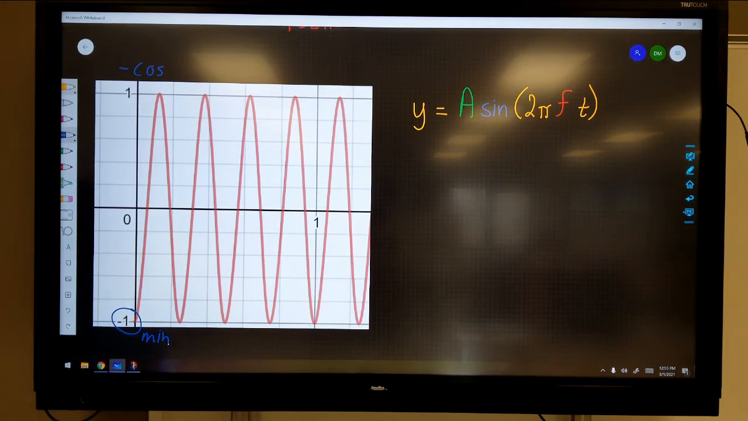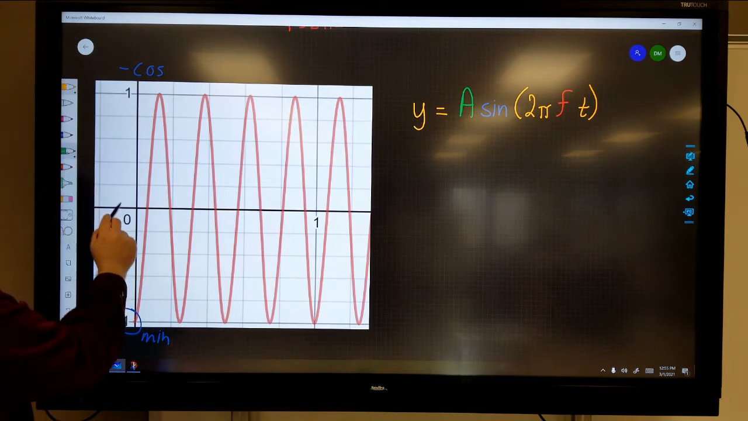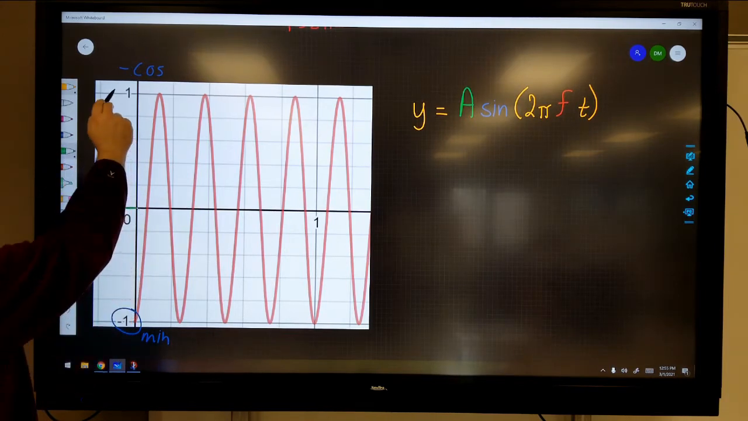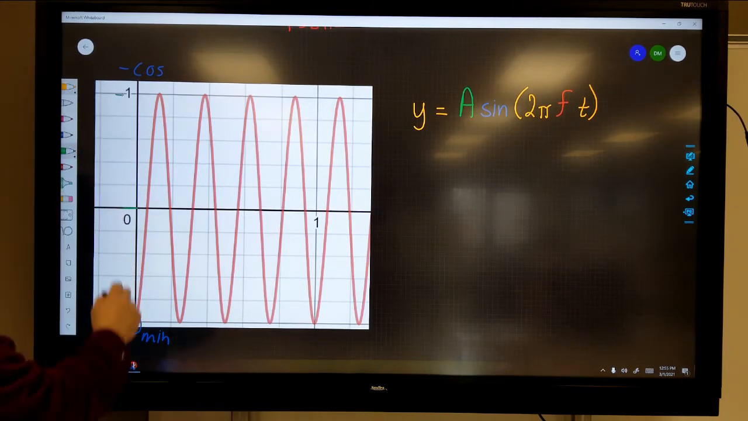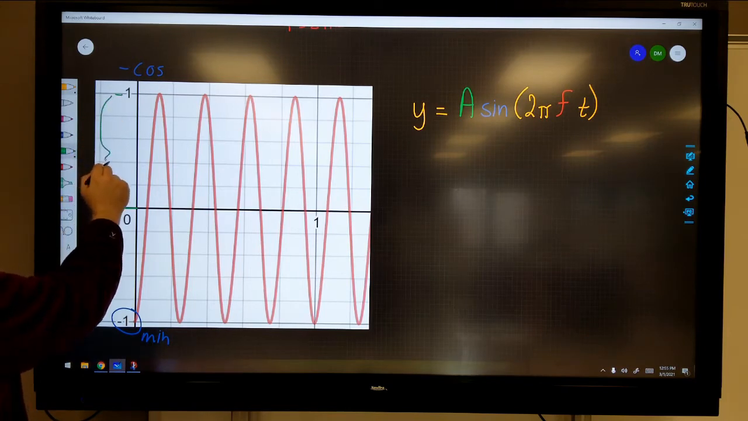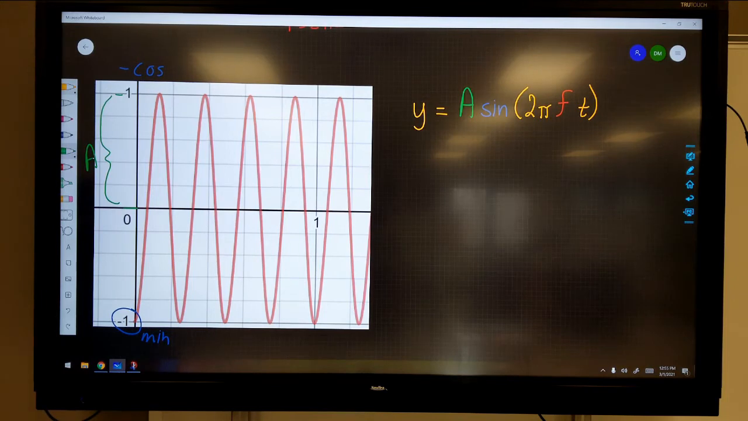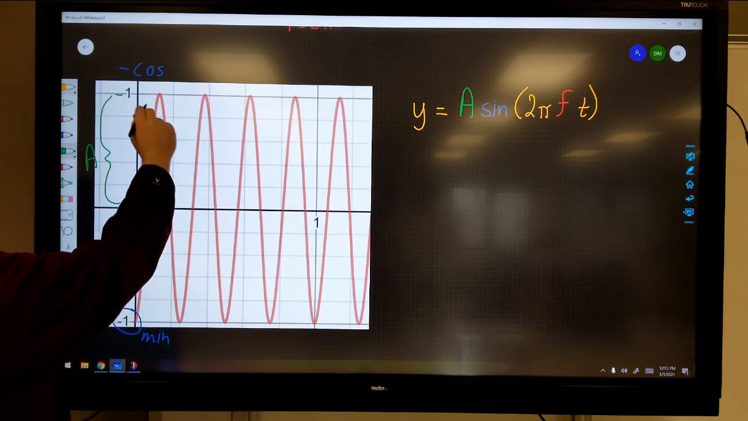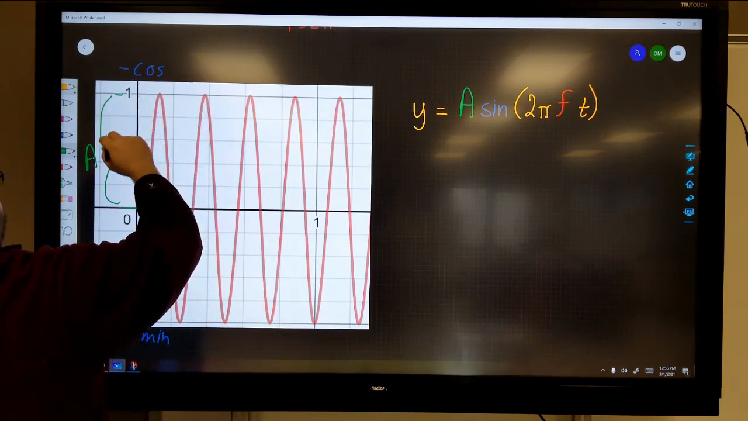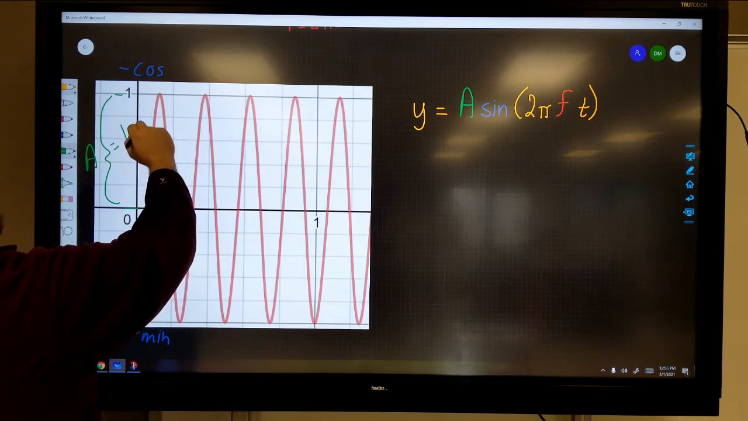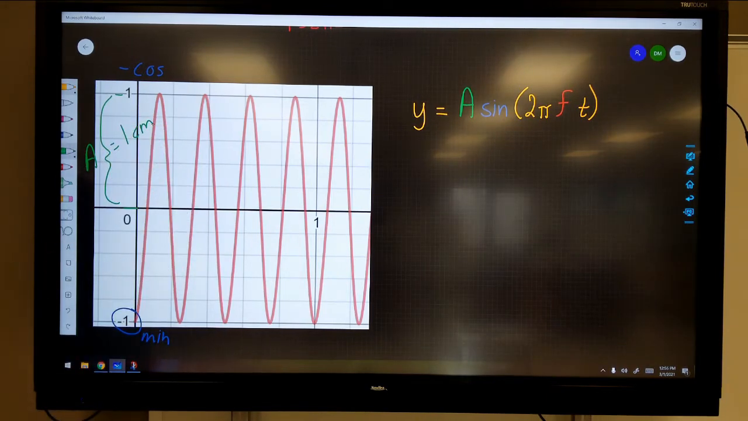Next, let's figure out the amplitude. Here is equilibrium right here, 1 unit above equilibrium. So this distance right here would be my amplitude, and that's a distance of 1 centimeter, or whatever unit we're after here. And so let's just use centimeters. So A is 1 centimeter right here.